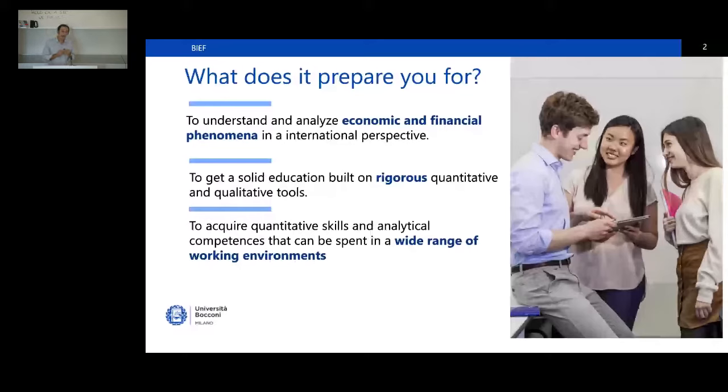So our goal here is that this ground of quantitative tools, on top of the more specific knowledge that the bachelor is providing you in both the economics and financial domain, will enable you to find jobs if you want to, which means after 3 years, you want to go and start working instead of continuing studying, in a wide range of working environments. And for this, I will show you, as I said before, some examples of jobs that have been taken by our former graduate students. All right, so how does your study path work?